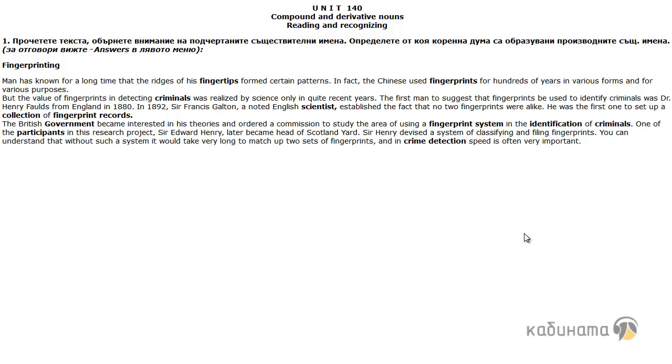Unit 140, Compound and Derivative Nouns.